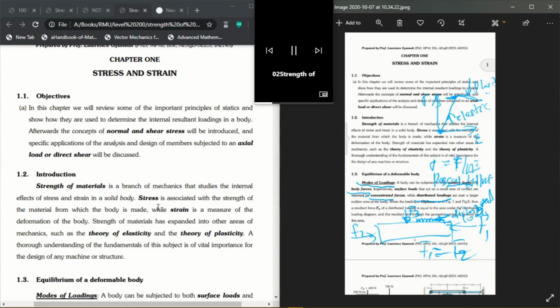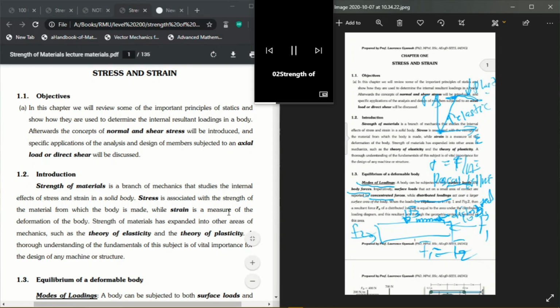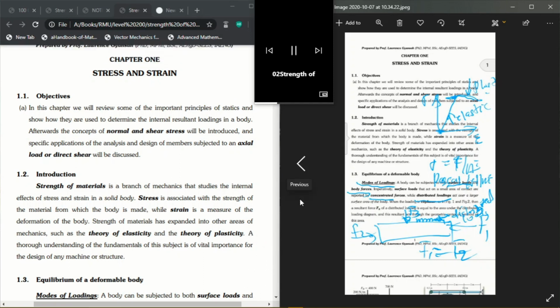And therefore, we are saying that stress is always associated with strength. If somebody talks about strength, then stress is associated with the strength of the material from which the body is being made. And I'm also saying that strain is actually a deformation, a damage to the body caused by the force that is applied on the machine. So that is strain.